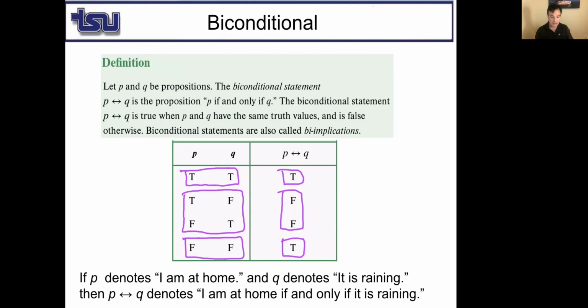Okay. If P is "I am at home" and Q is "it is raining," P biconditional Q means I am at home if and only if it is raining. Okay, I am at home if and only if it is raining.